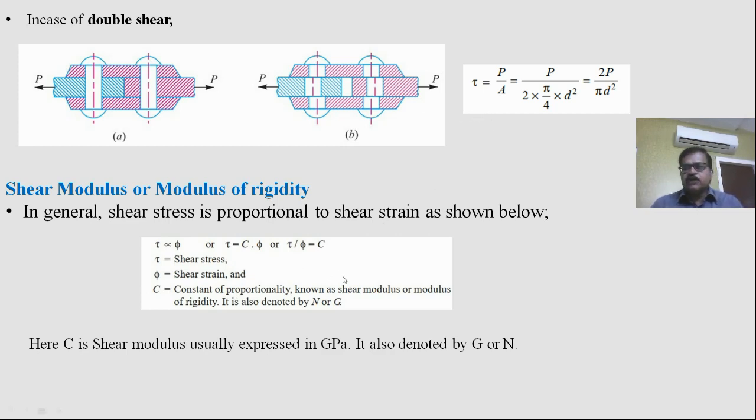Shear modulus or modulus of rigidity. The shear stress is proportional to the shear strain, and the proportionality constant is the modulus of rigidity, C, also known as G. This shear stress tau is equal to the proportionality constant C into phi, the shear strain. When rearranged, shear stress tau by shear strain phi is equal to the modulus of rigidity C. This is also expressed in gigapascal units.